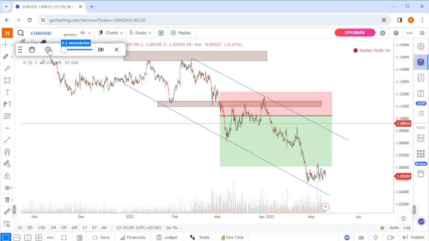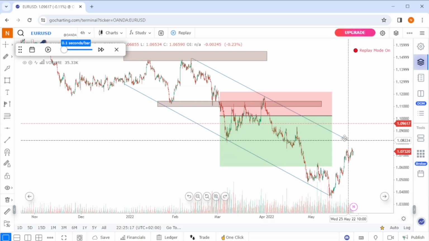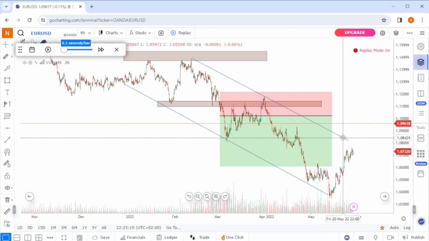Remember, right now at this point, we're looking for sells. Let's see. Come on. Let me just stretch out this trend line so that we can actually see if price touches it.